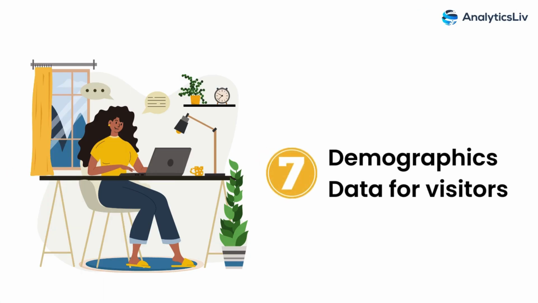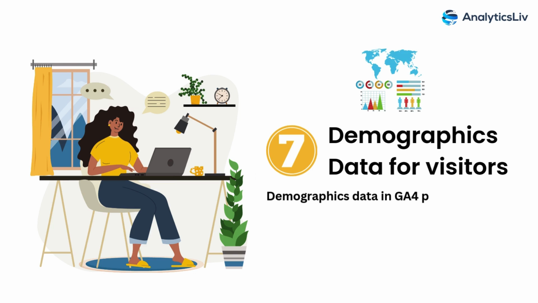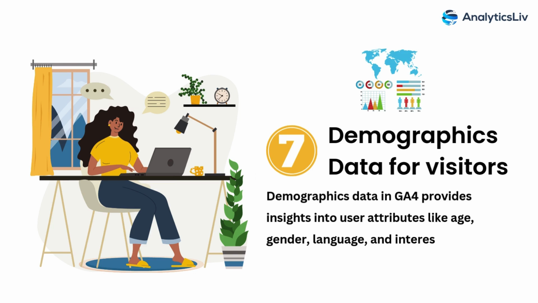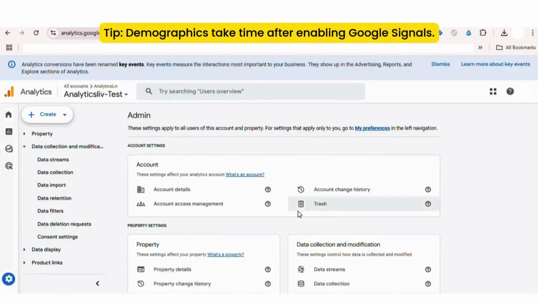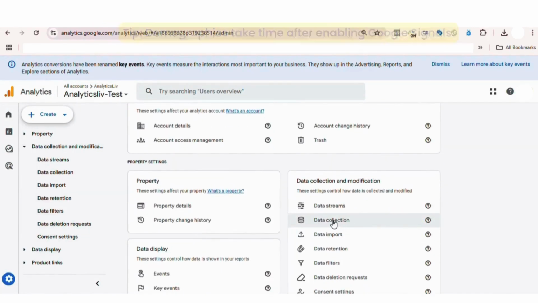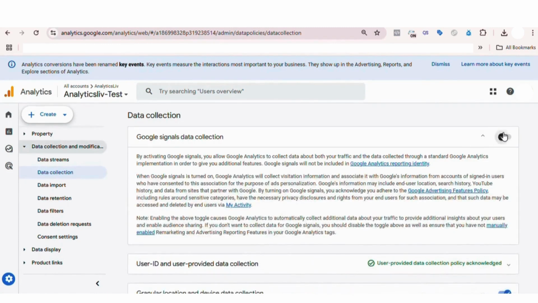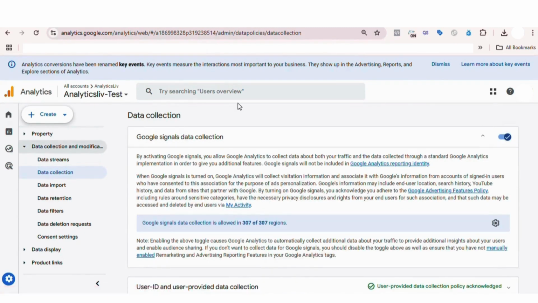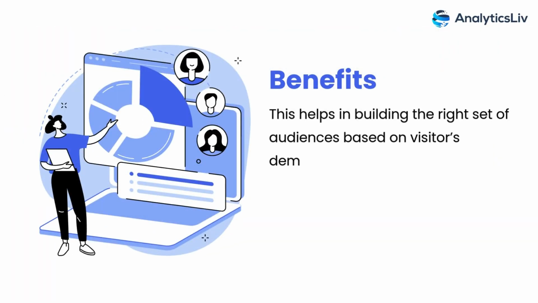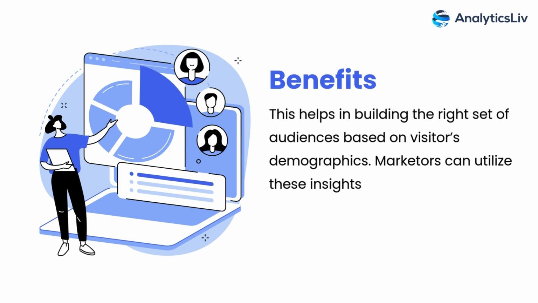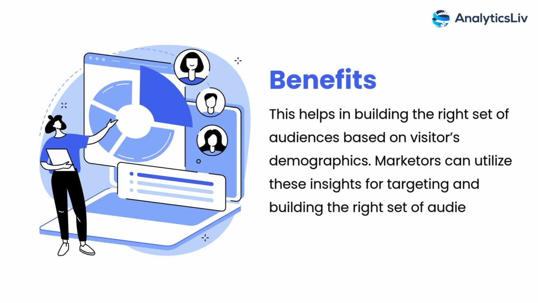Number 7. Demographics data for visitors. Demographics data in GA4 provides insights into user attributes like age, gender, language, and interests for better audience understanding. Go to Admin. Tip: demographics take time after enabling Google Signals. Data collection. Turn on Google Signals. This helps in building the right set of audiences based on visitors' demographics. Marketers can utilize these insights for targeting and building the right set of audiences by their interests.